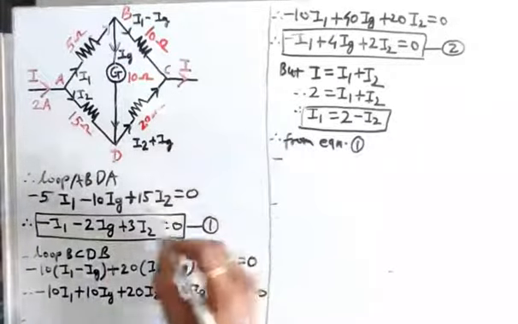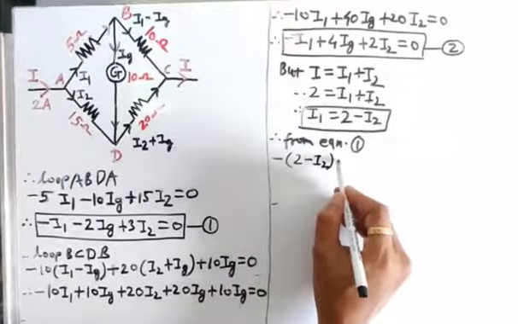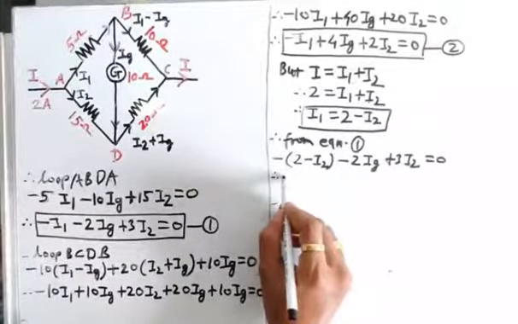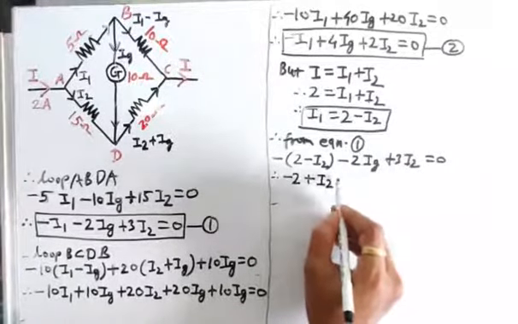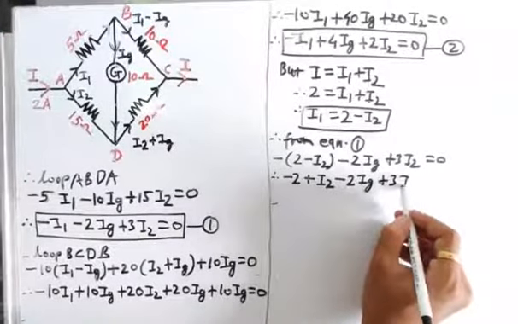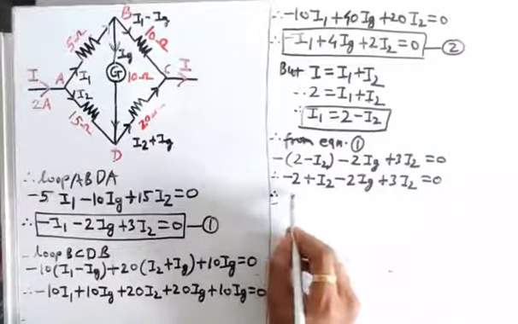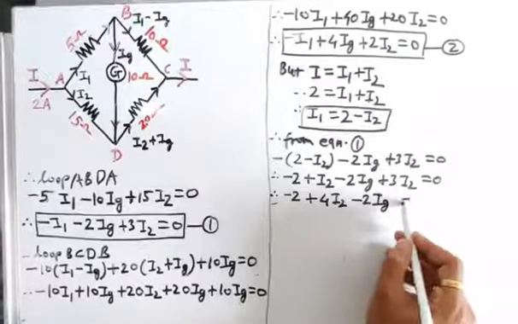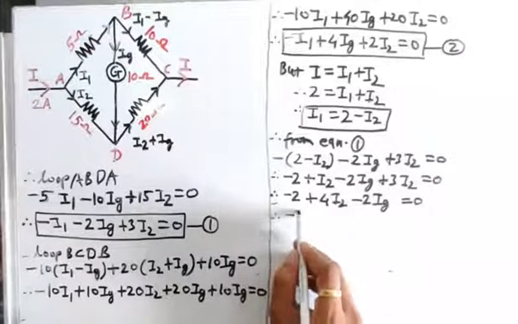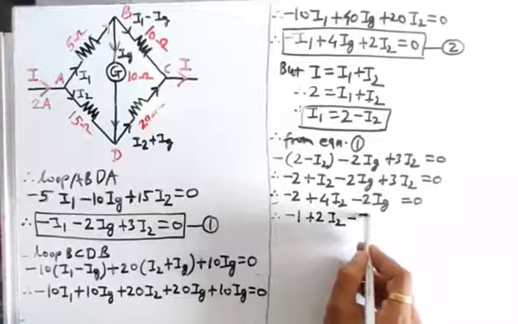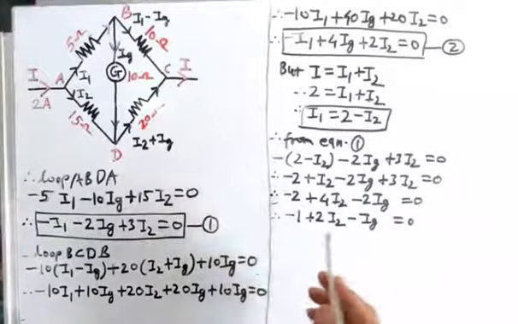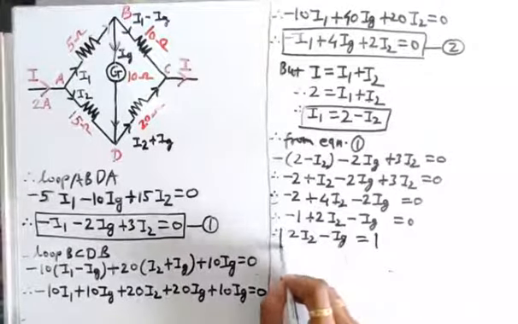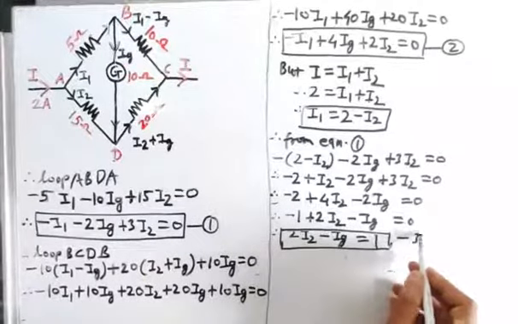Therefore, we can write this minus sign as it is. For I1, we can write 2 minus I2, minus 2 IG plus 3 I2 is equal to 0. Therefore, we get minus 2, minus minus becomes plus I2, minus 2 IG plus 3 I2 is equal to 0. Therefore, we get minus 2 plus 4 I2 minus 2 IG is equal to 0. Therefore, from this we can write minus 1 plus 2 I2 minus IG is equal to 0, having divided this equation throughout by 2. Therefore, we can write this as 2 I2 minus IG is equal to 1. We will assume this as equation number 3.